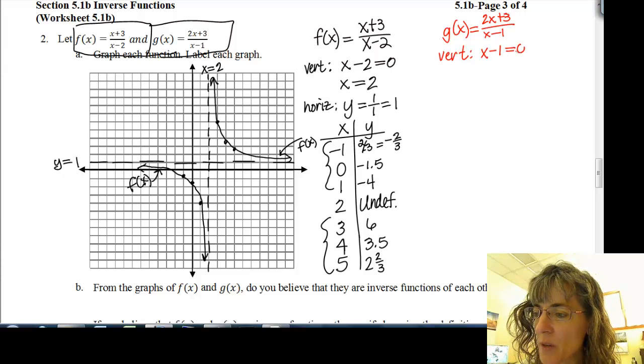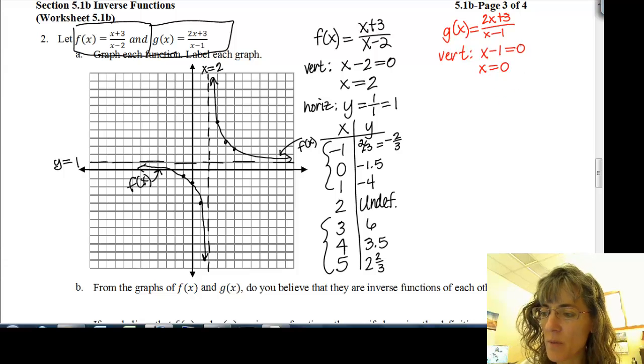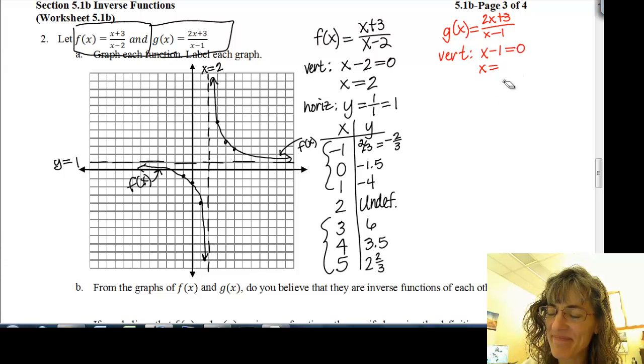So I'm looking at the denominator, x minus 1 equals 0. And that gives me x equals 0. I mean 1.